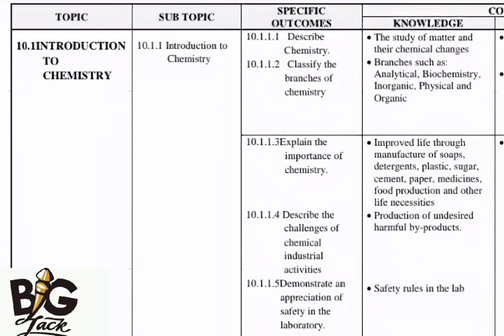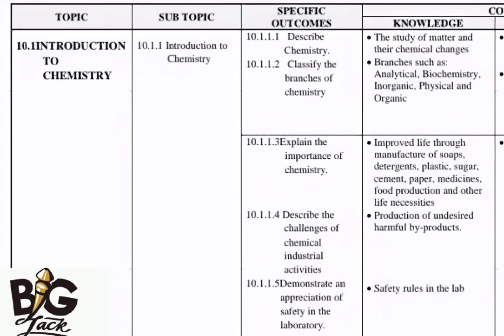So if they ask you to explain the importance of chemistry, now on section A, they can't say explain, but they are going to say which one of the following is the importance of chemistry. So the answers, you are going to say improve life through manufacturing of soaps, or you can say cosmetics, detergents, plastic, sugar, cement, paper, medicine, and also food production and other life necessity.